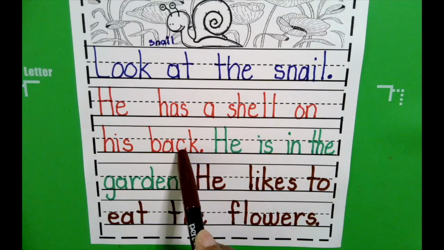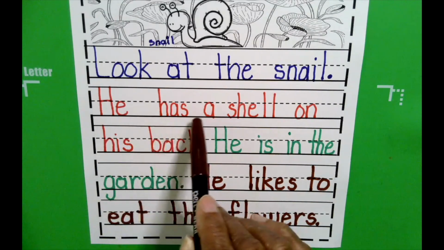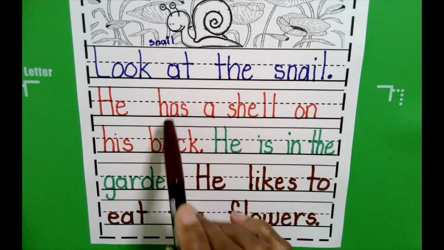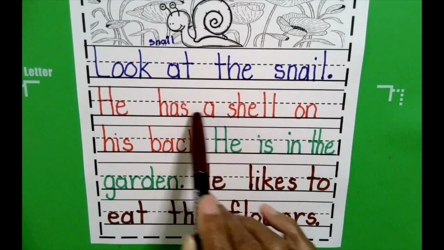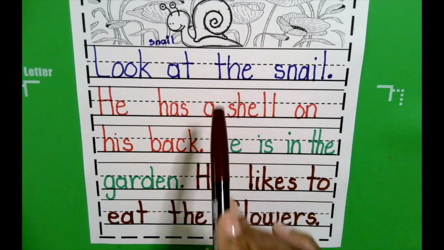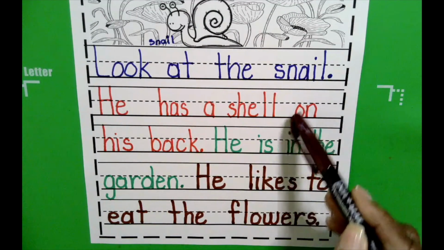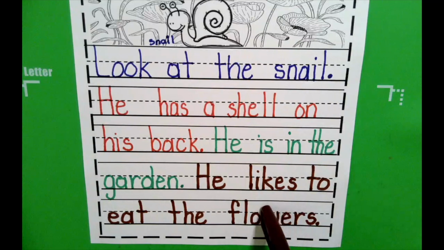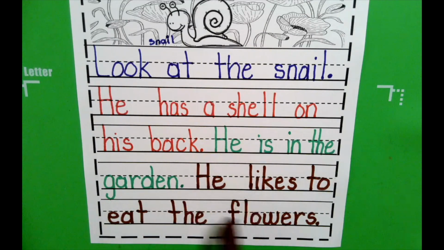It's red. So when you're writing and your head is down and you're writing the word has, when you look up, you'll know that you're on red. You're on the red sentence. You're not on the blue sentence. You're not on the green sentence. You're on the red. So that's what you do. That's a strategy that you use when you're writing and copying. Before long, boys and girls, you won't even need this to copy anything. You're going to be able to write it all by yourself.